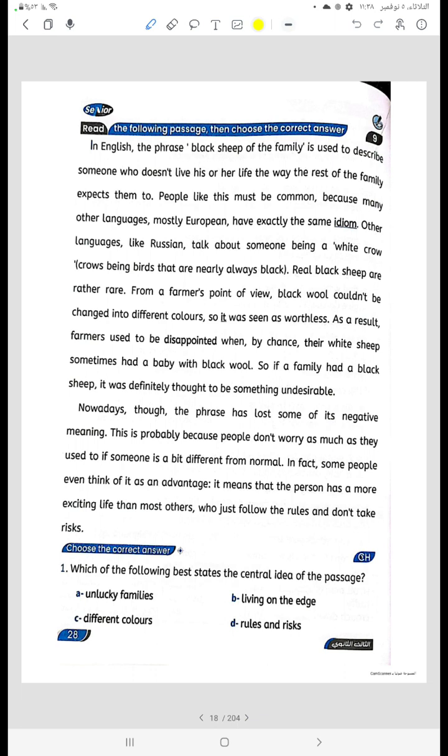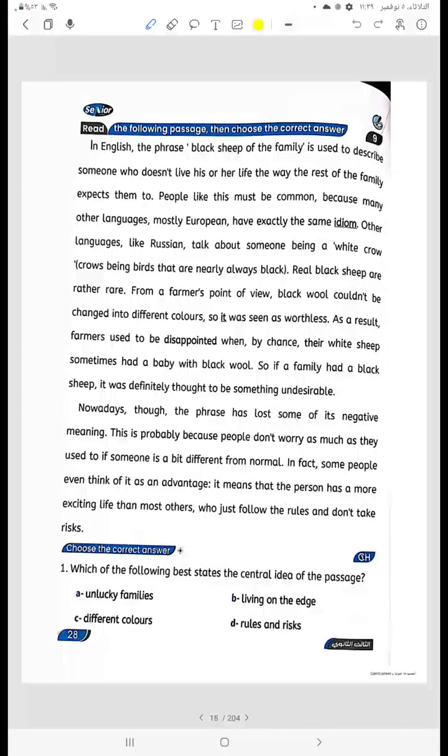It has no use. As a result, farmers used to be disappointed when by chance their white sheep sometimes had a baby with black wool. Sometimes the white sheep has a baby with only black wool. So if a family had a black wool sheep, it was definitely thought to be something undesirable, not wanted. Nowadays though, the phrase has lost some of its negative meaning.